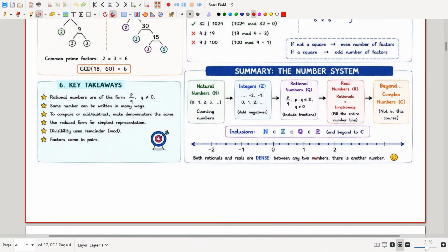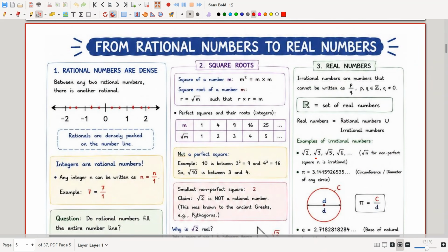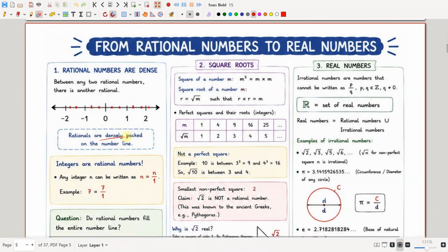Okay, now let's move on to the rational numbers. Between any two rational numbers, there is another rational number. So the rational numbers are always dense. Okay, the rational numbers are densely packed on the number line. Integers are also rational numbers.